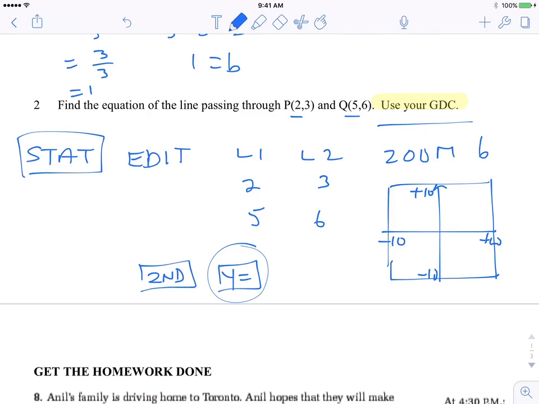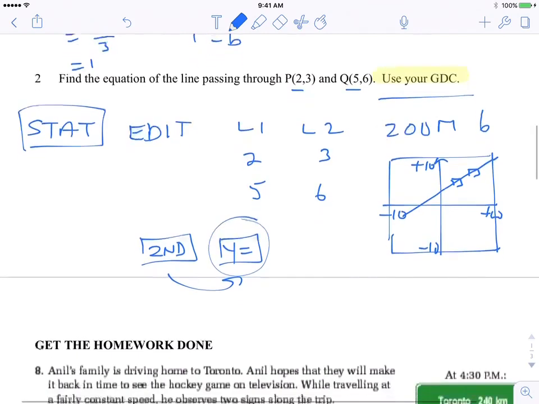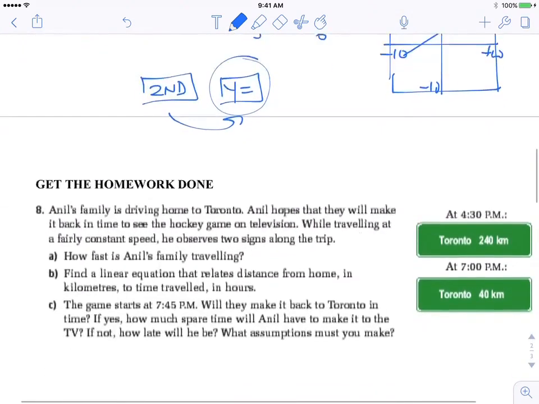So hit y equal and delete anything that's there, and then hit second function, y equal, and turn your stat plot on. If you hit graph, you should see a little square here and a little square there, something like that. And then you want to calculate a linear regression, and if you do that properly, you should get a line that looks something like that. Okay, so I'll leave that to you, and if you need some help, please come see me.